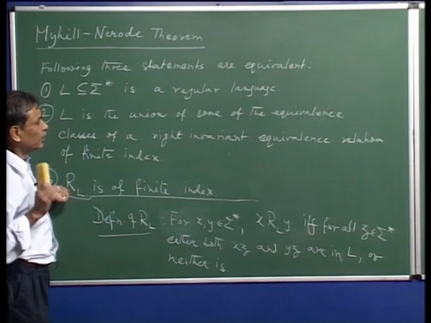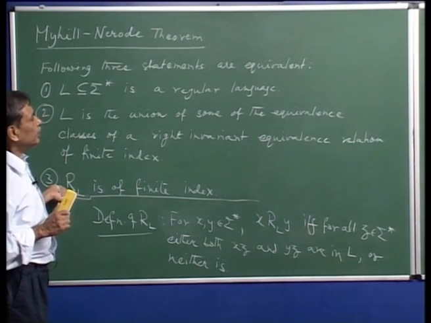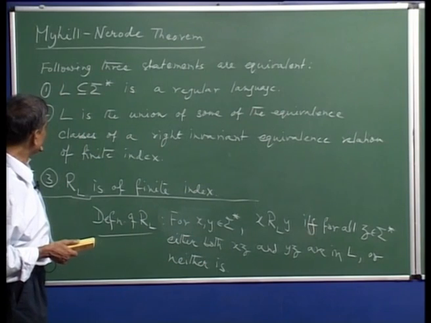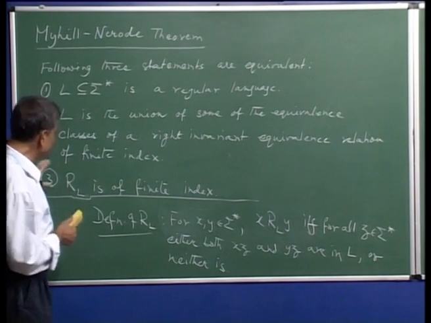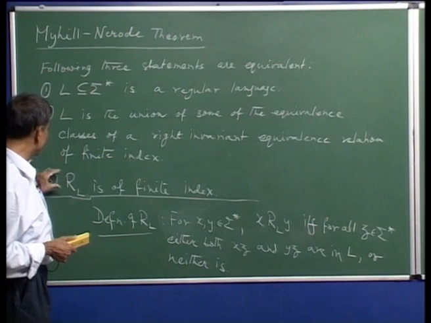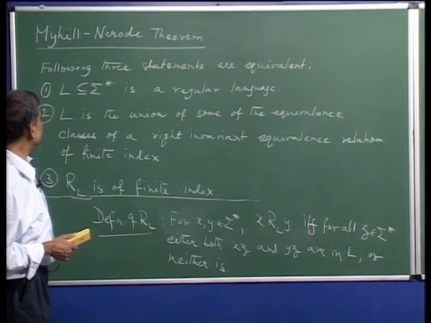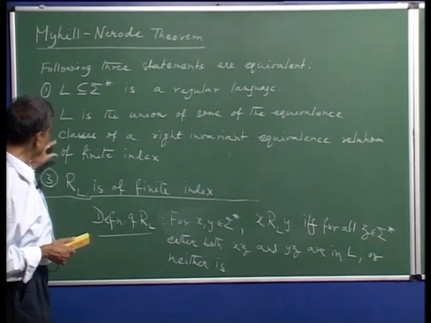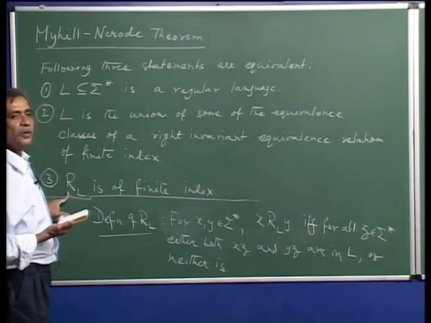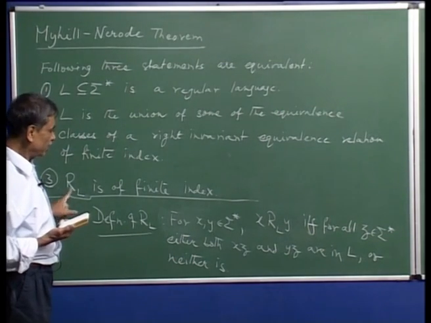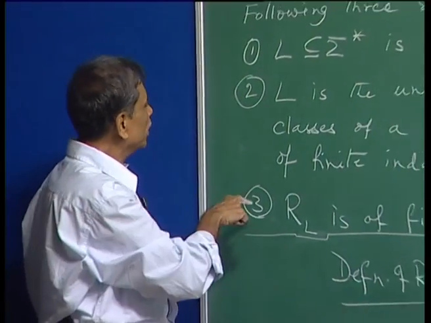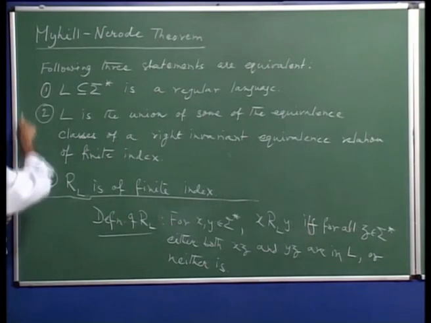So, once more, our idea in this proof was: we made this assumption and let R dash be such an equivalence relation, then we showed that R dash is a refinement of R L. Since R dash is a refinement of R L, the number of equivalence classes of R L is no more than the number of equivalence classes of R dash, and since R dash itself was of finite index, that is, it has finitely many equivalence classes, R L will also have finitely many equivalence classes, and therefore, R L is of finite index. To complete the proof of the Myhill-Nerode theorem, we now need to show that 3 implies 1.